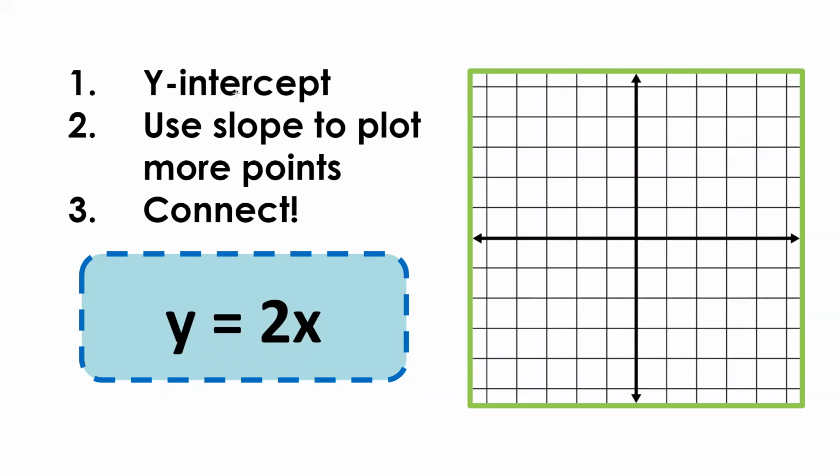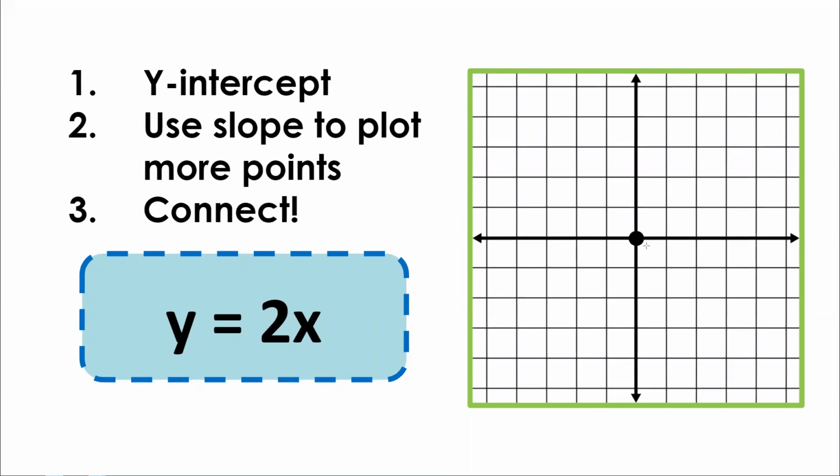Our first thing that we're looking for is our y-intercept. This one does not have a y-intercept. It doesn't say plus anything, which means it's 0, because we can always add a plus 0. So that's going to be our first point. Now we're going to use slope to plot more points. So the slope right now is 2.